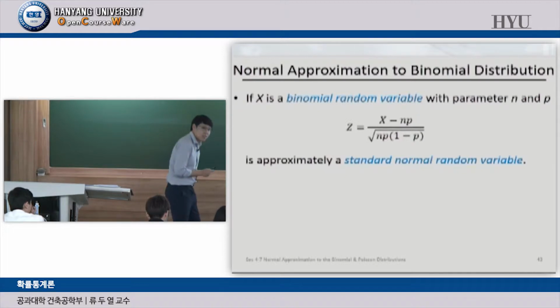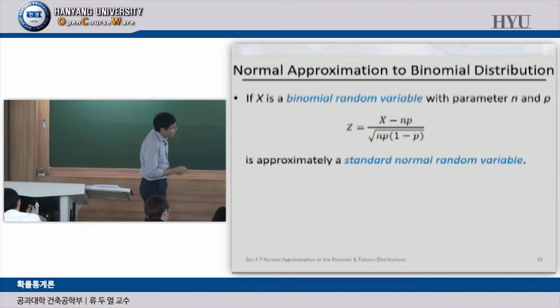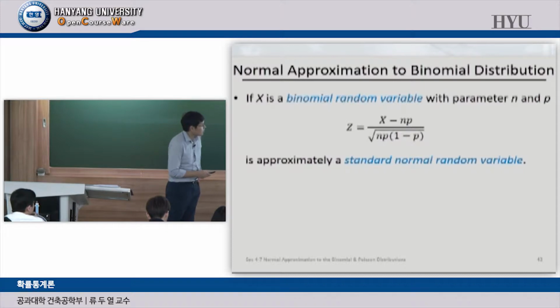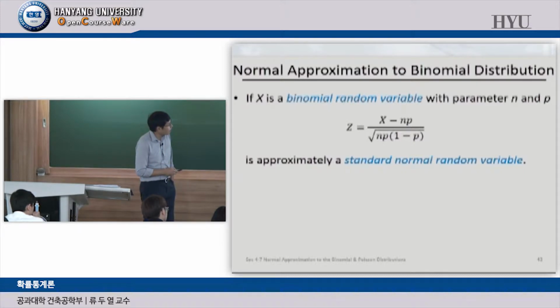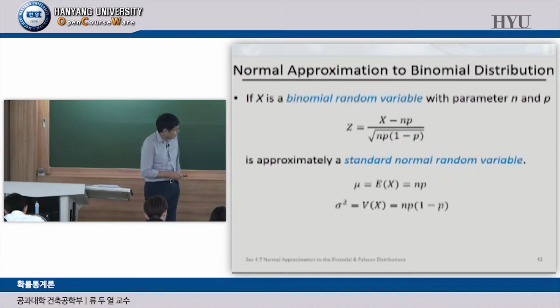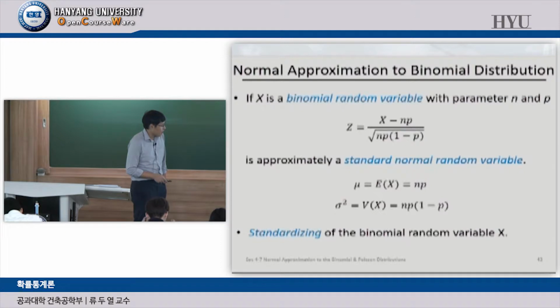In the previous slide, the standardizing is x minus mu over sigma, right? So this is the mu, and this is the sigma in the case of the binomial distribution. By using this equation, we can simply calculate the answer based on the normal approximation. As I mentioned here, mu is np, and sigma squared is np(1 minus p), and the standardizing of the binomial random variable X can be calculated by this equation.